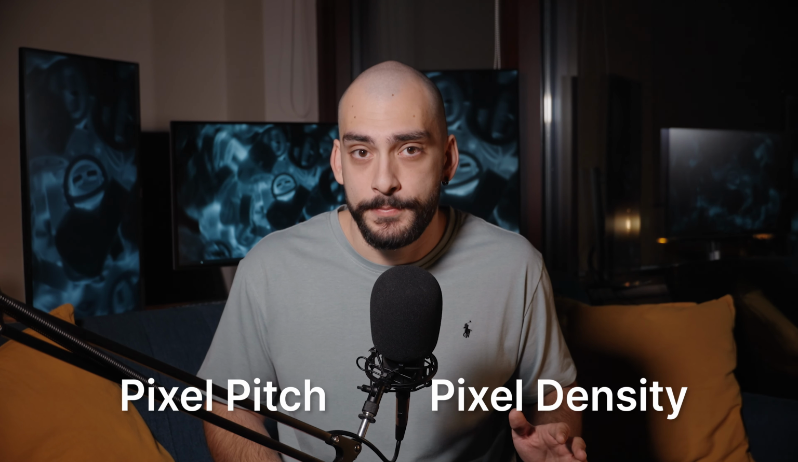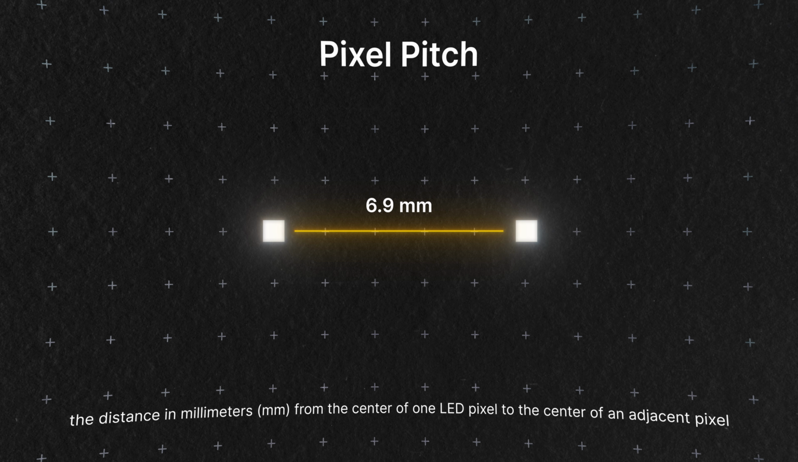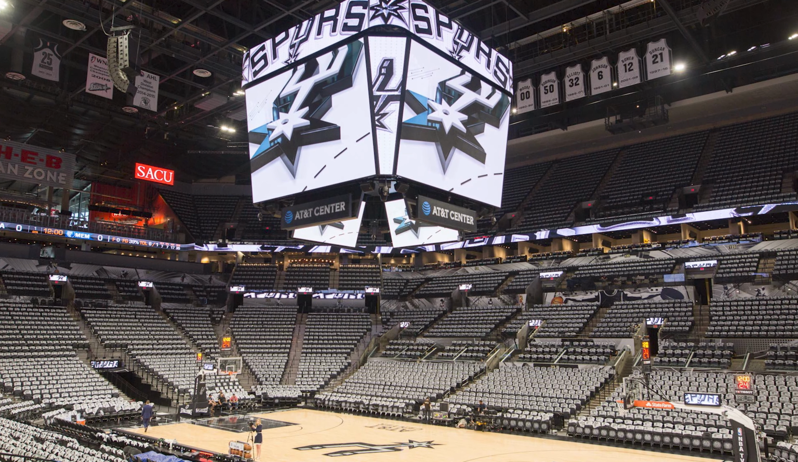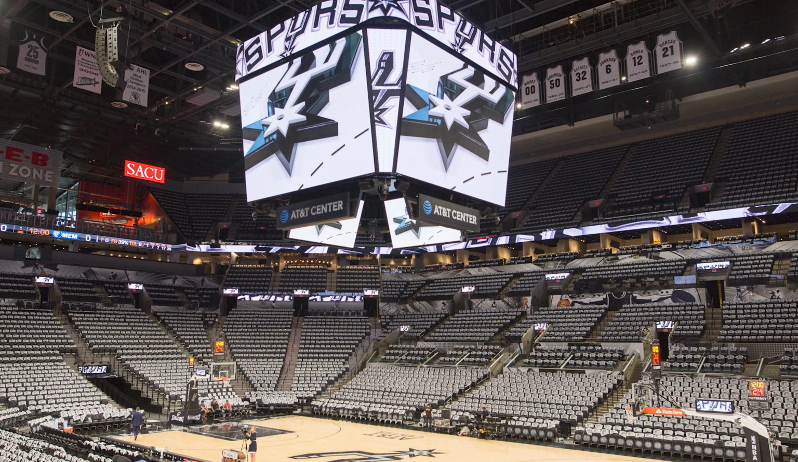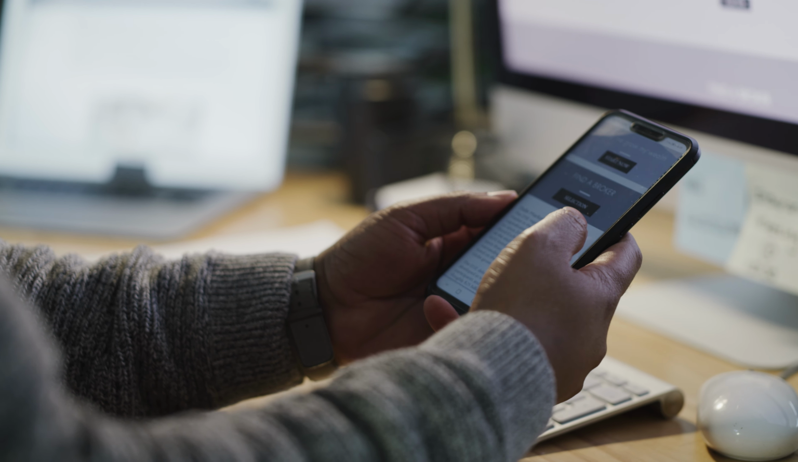It's all about pixel pitch and pixel density. Pixel pitch is the physical distance between the center of two pixels. The smaller it is, the more pixels can fit into a smaller area. On a giant stadium screen, the pixel pitch is so huge, you can fit a golf ball between the LEDs. And on your phone, the pixel pitch is microscopic.